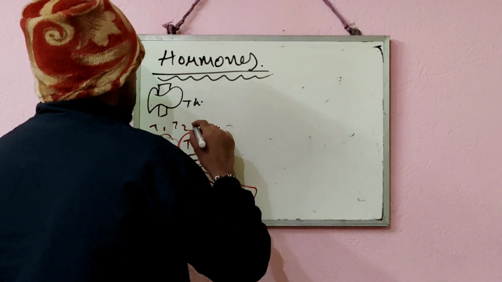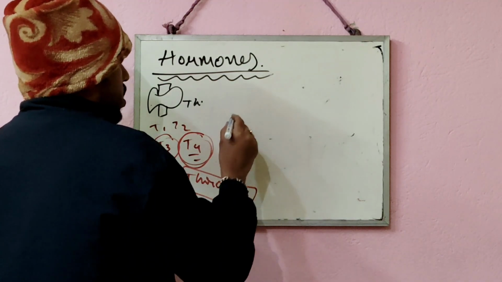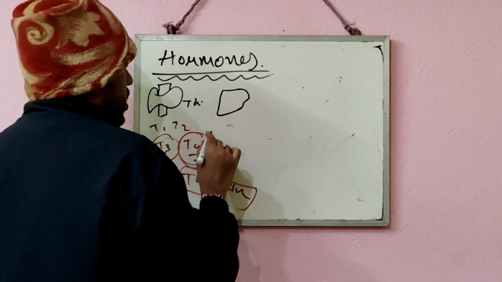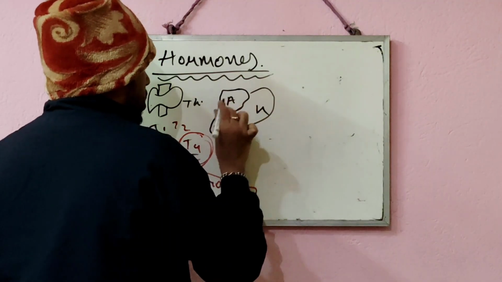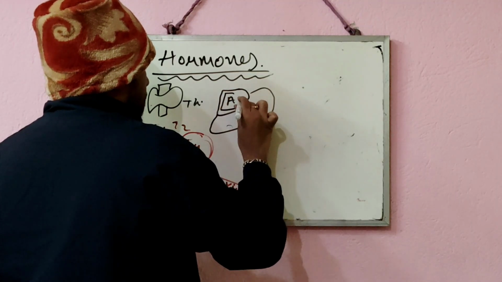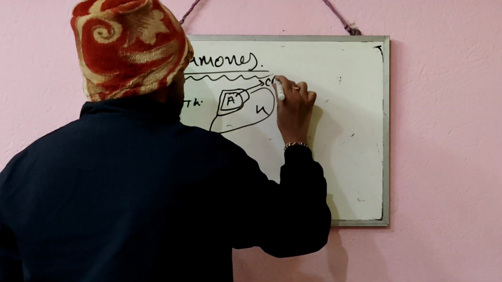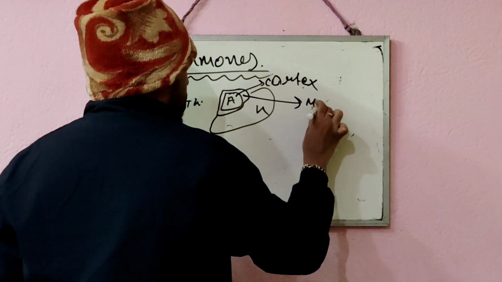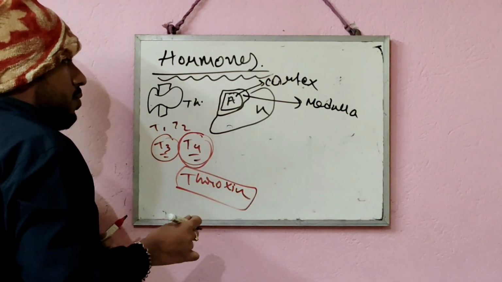The second endocrine gland that also secretes different important hormones is the adrenal gland. That adrenal gland is generally present on the kidney. That is the kidney, and that is the adrenal gland. The adrenal gland is also divided into two parts, that is the cortex and the second one is the medulla. So those two parts of the adrenal gland secrete different types of hormones.